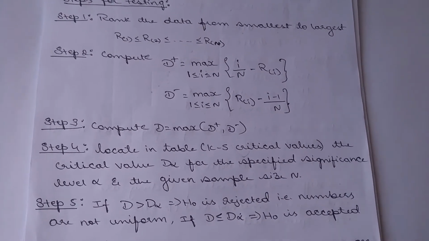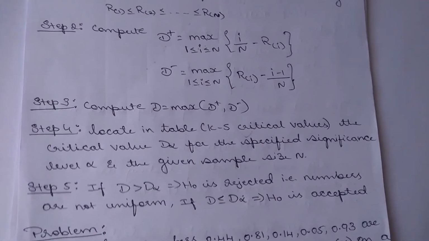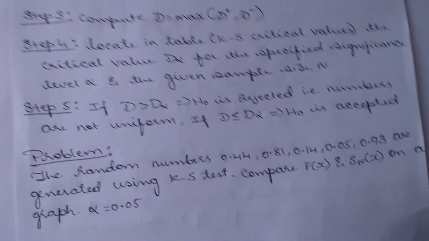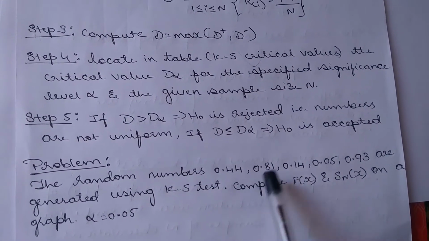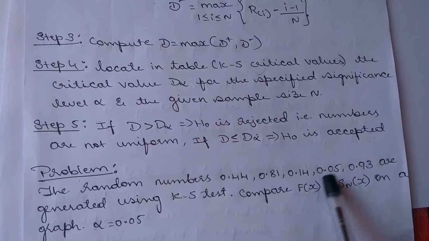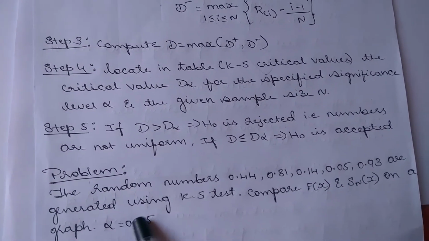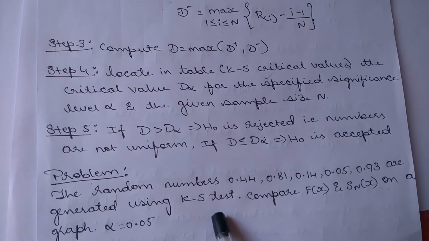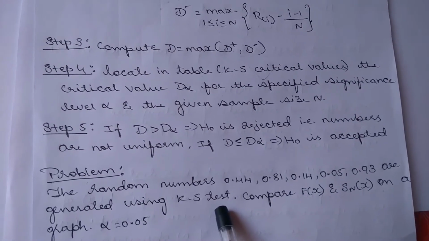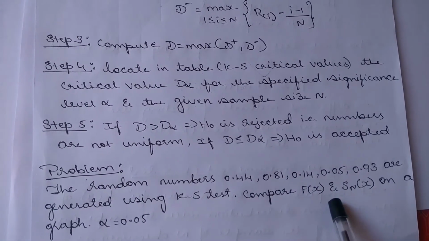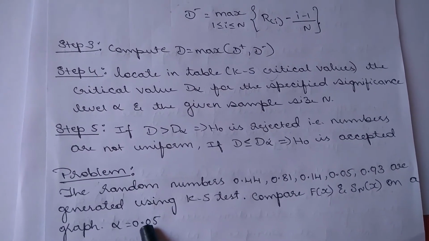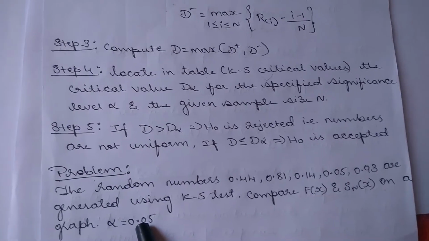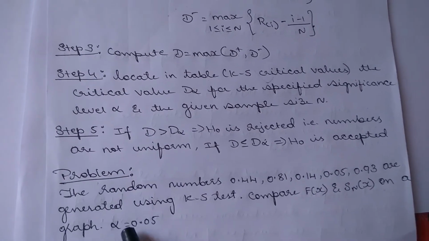Now we'll move on to the problem. See, the random numbers they have given, 0.44, 0.81, 0.14, 0.05, 0.93, are generated using the KS test, that is the Kolmogorov-Smirnov test. Then compare F of x and Sn of x on a graph. Alpha is given, that is alpha is equal to 0.05. This is our problem. Now we'll move on to the solution. How you have to do this.